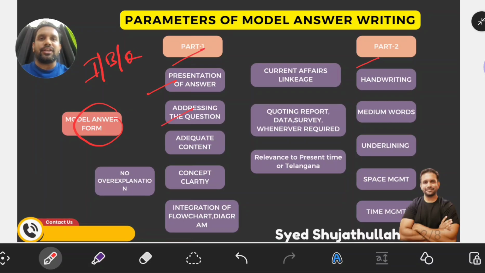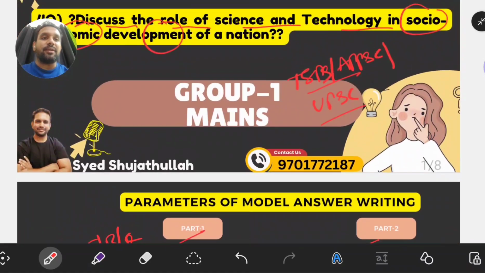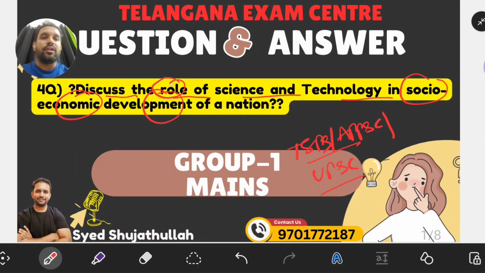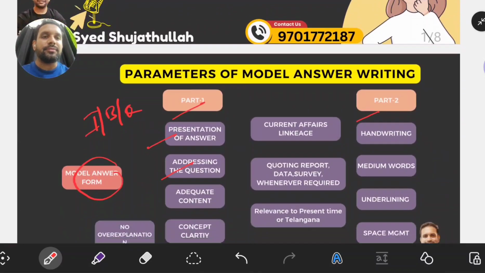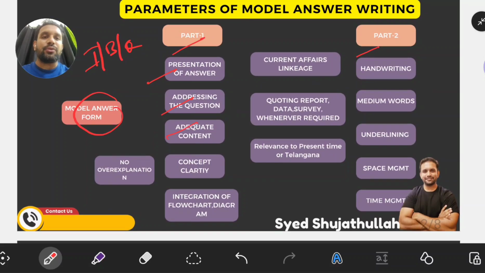Then you have to address the question. Addressing the question is very important. Why? Because in the question, the role of science and technology is asked with regard to social development and with regard to economic development. So you have to connect S&T with social applications and economic applications. This is called addressing the question at the earliest. After that only you can elaborate, but you cannot do it before that. That is important.